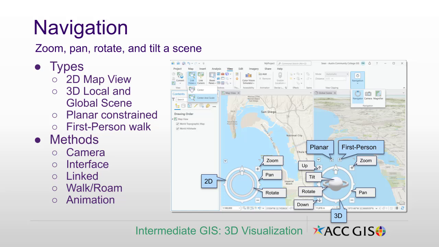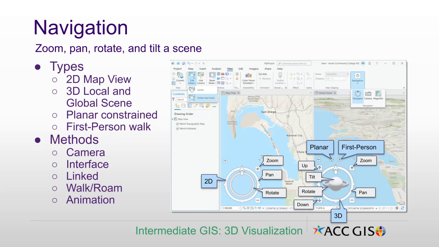And you can see those in the image on the right, in which I have a 2D map view that I can zoom, pan, or rotate, and a 3D global scene that I can zoom, pan, rotate, and tilt to add perspective to my scene. Local and global scenes also include the ability to have planar constrained navigation or first person walking.